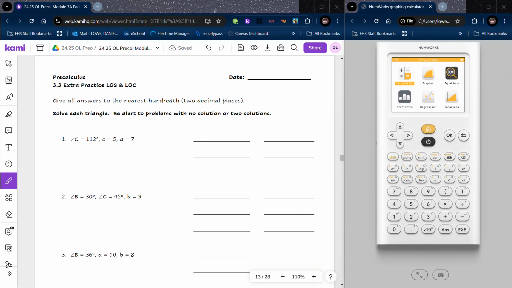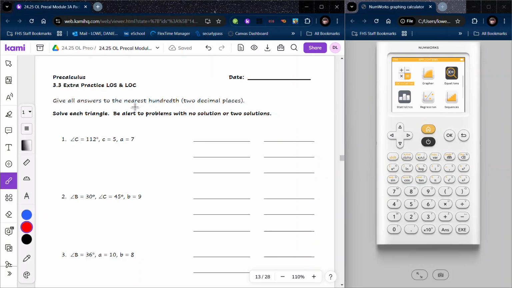All right, so here we're going to be using our calculator, and notice that we're going to be asked to give our answer to the nearest hundredth, which is 2 decimal places. We want to solve each triangle, and anytime you're asked to solve a triangle, one of the best things you can do initially is to sketch out your triangle and the information that you have.